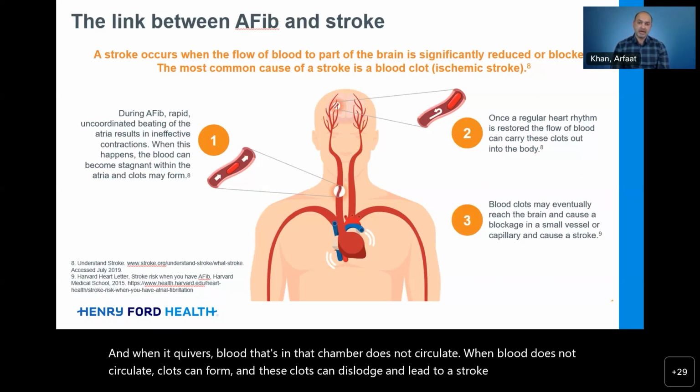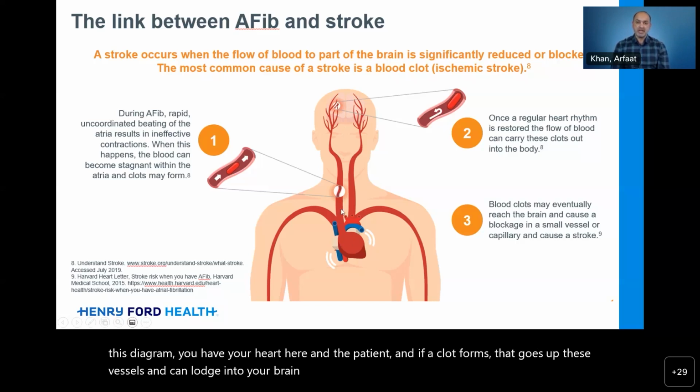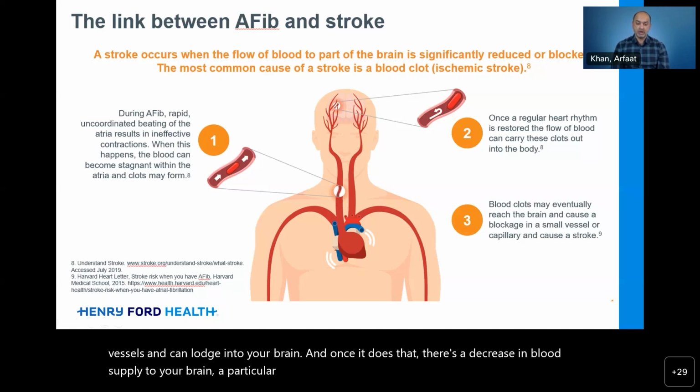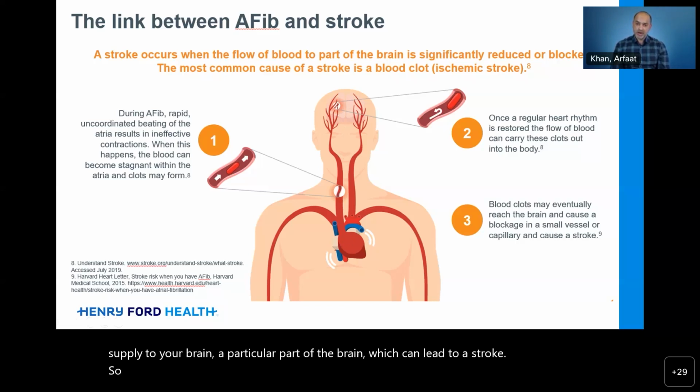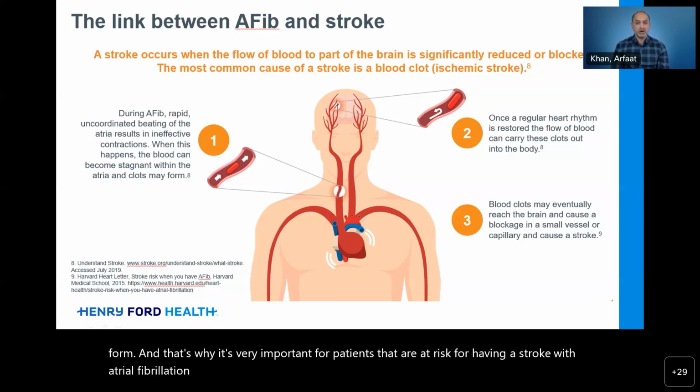As you can see on this diagram, you have your heart here in the patient, and if a clot forms, it goes up these vessels and can lodge into your brain. And once it does that, there's a decrease in blood supply to a particular part of the brain, which can lead to a stroke. So whenever your chamber doesn't contract, whenever blood doesn't circulate, clots can form. And that's why it's very important for patients that are at risk for having a stroke with atrial fibrillation. We may need to put them on blood thinners to prevent this stroke from happening.